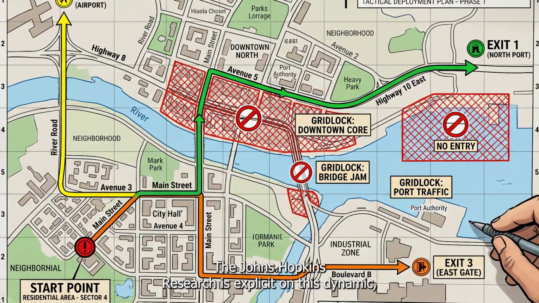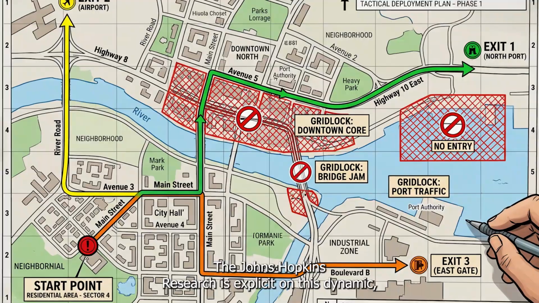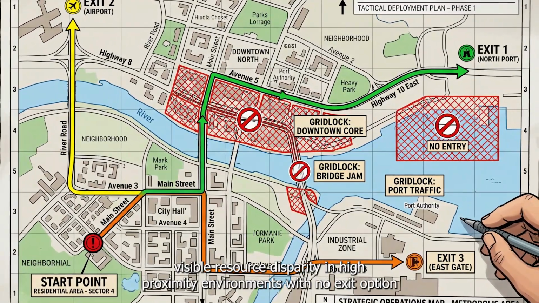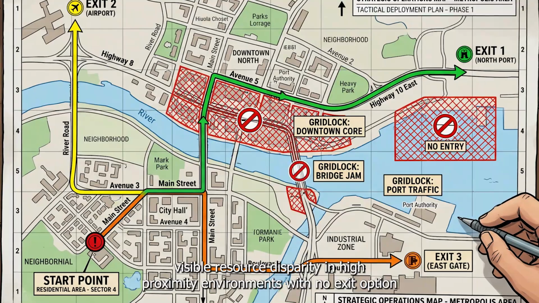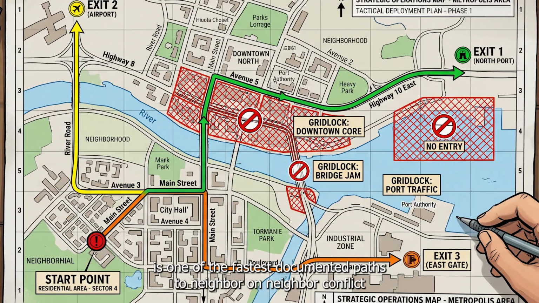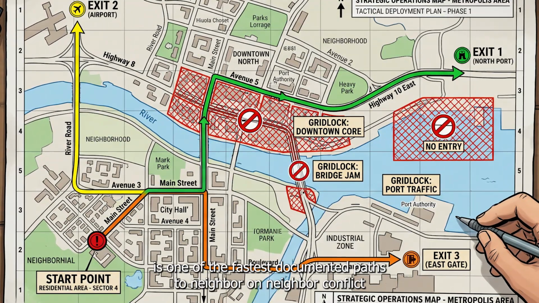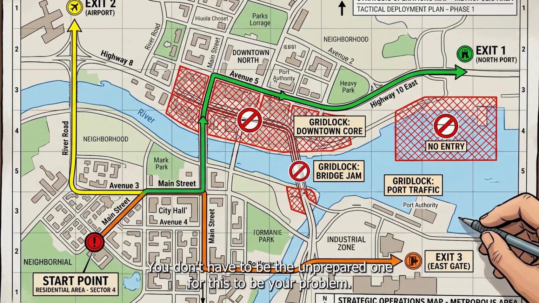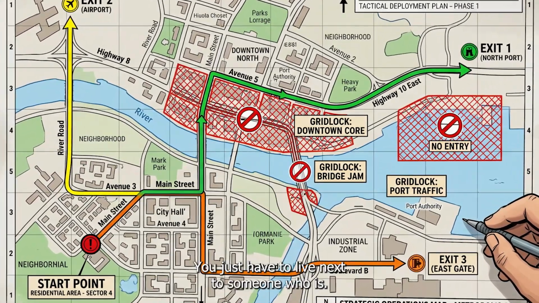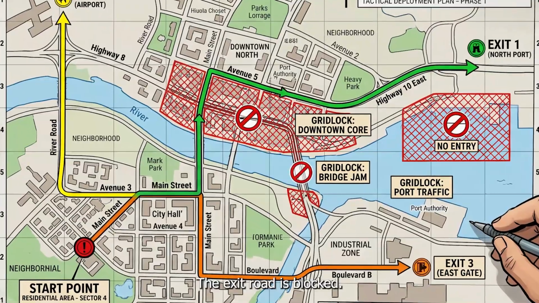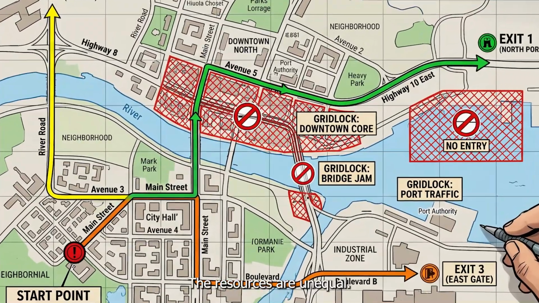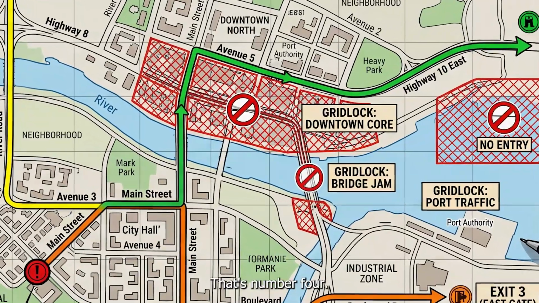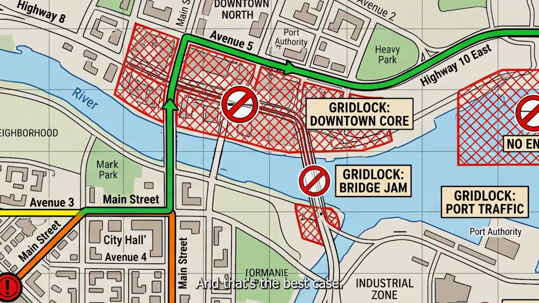The Johns Hopkins research is explicit on this dynamic. Visible resource disparity in high-proximity environments with no exit option is one of the fastest documented paths to neighbor-on-neighbor conflict in grid-down scenarios. You don't have to be the unprepared one for this to be your problem. You just have to live next to someone who is. The exit road is blocked. The resources are unequal. The timeline? It's 36 hours. That's number 4, and that's the best case.